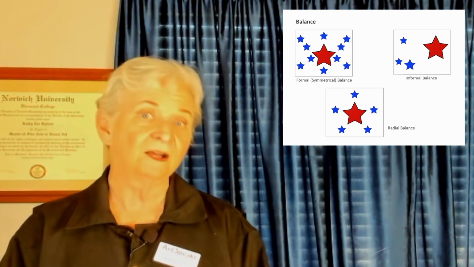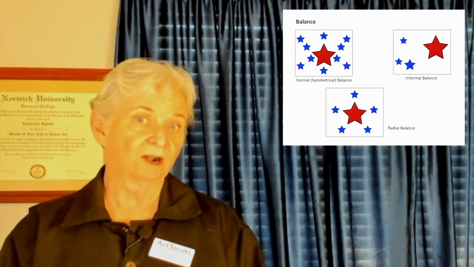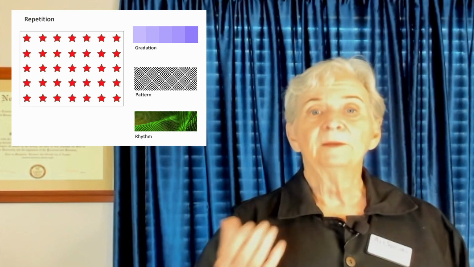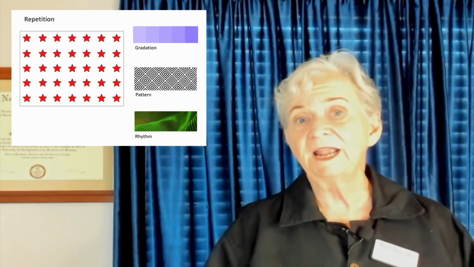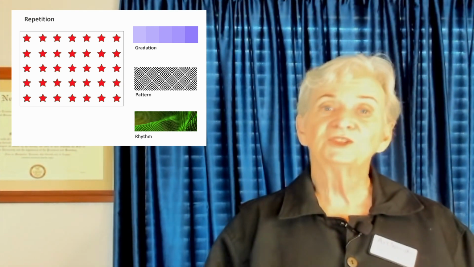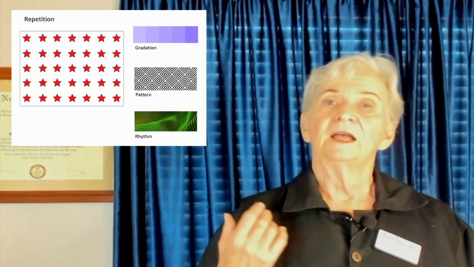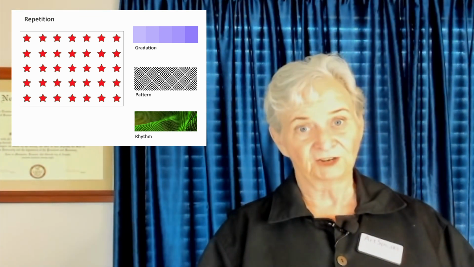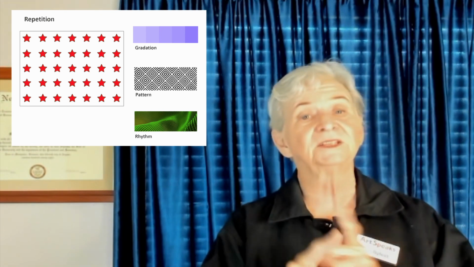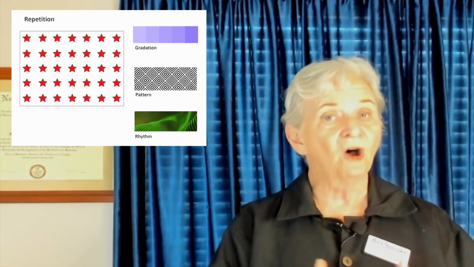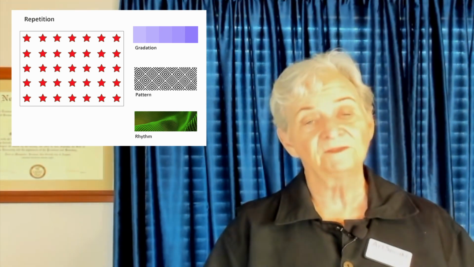So balance is an obvious inclusion for our list, and of course it's on every list. I would argue that repetition is necessary, but that rhythm and gradation are both kinds of repetition. So why do we need all three? Gradation is repetition with a little variation, a small step variation of some kind. And of course, all of these can apply to any of the elements.